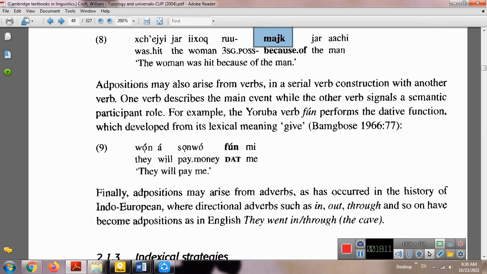Adpositions may also arise from verbs. Adpositions may also arise from verbs in a serial verb construction with another verb. One verb describes the main event, while the other verb signals a semantic participant role. For example, the Yoruba verb fun performs the dative function, which developed from its lexical meaning give. Here we can see that fun, which is dative, they will pay me.